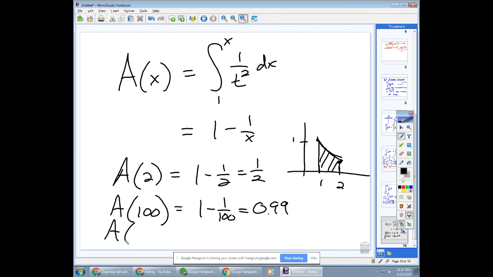What if I asked to find the area from 1 to 1,000? 0.999. What if I wanted to find the area from 1 to 1,000,000? 0.999999. What if I wanted to go from 1 to a billion, billion, trillion, quadrillion? 0.99999999999. The limit of that sequence of nines is 1.